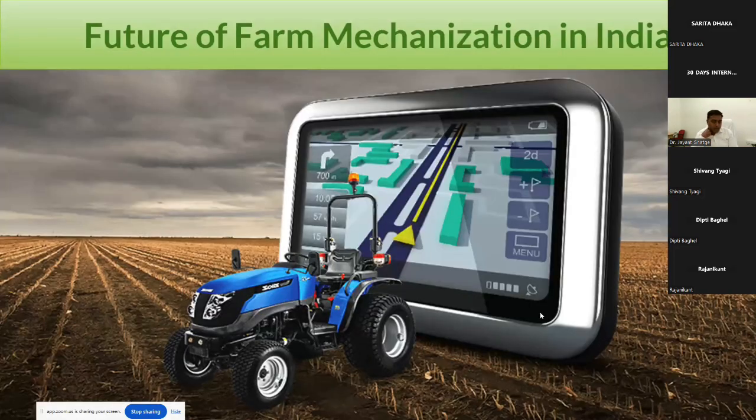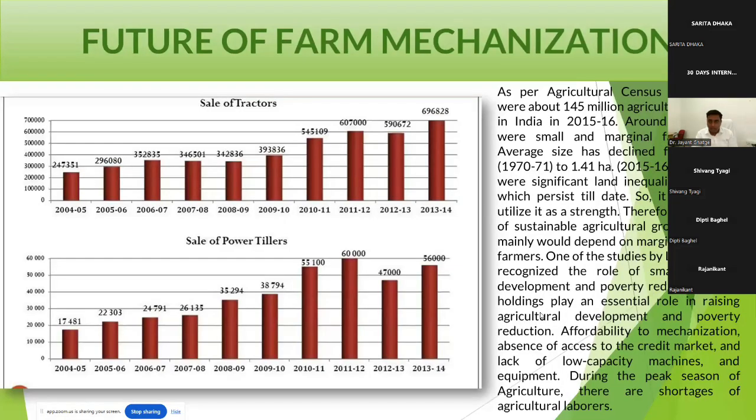After that, we can think about the future of farm mechanization in India, and how we can go ahead with it. If you think about the sale of tractors, the data goes up from 2004 to 2013-14. Now the sale of tractors is increasing day by day because the use of mechanization in Indian agriculture is increasing.